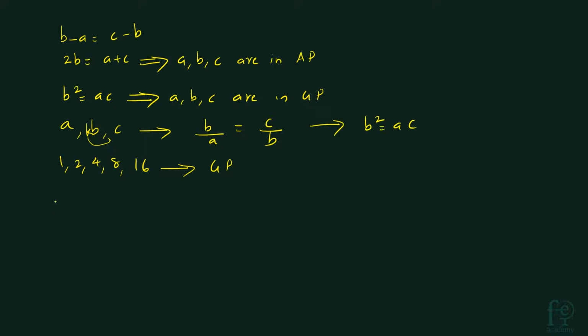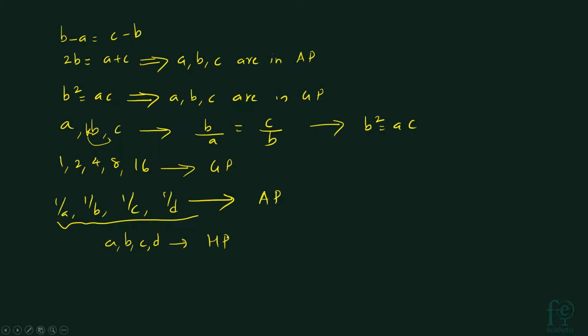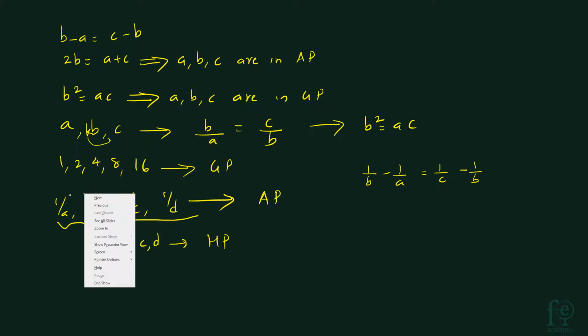Then harmonic progression means 1 by a, 1 by b, 1 by c, 1 by d all should be in arithmetic progression. So it will be giving like a, b, c, d are in harmonic progression. If 1 by a, 1 by b, 1 by c, 1 by d are in arithmetic progression means a, b, c, d are in harmonic progression. So 1 by b minus 1 by a will be equal to 1 by c minus 1 by b, because 1 by a, 1 by b, 1 by c, 1 by d are in arithmetic progression. So there should be a constant difference between the consecutive terms.